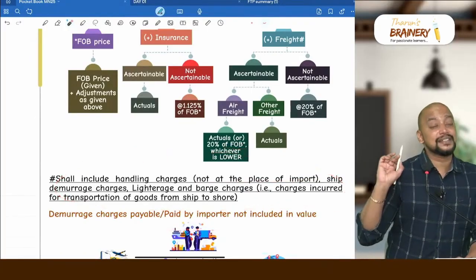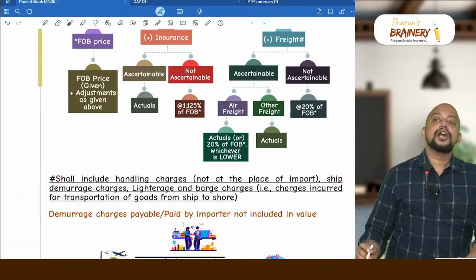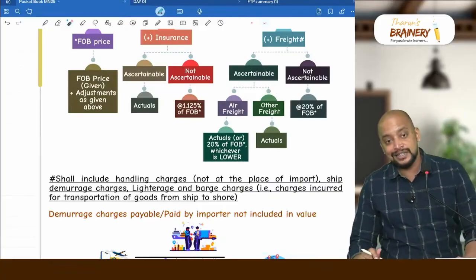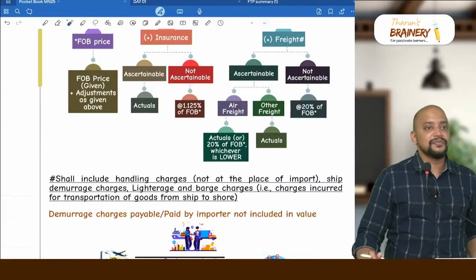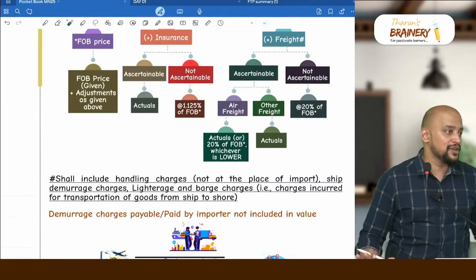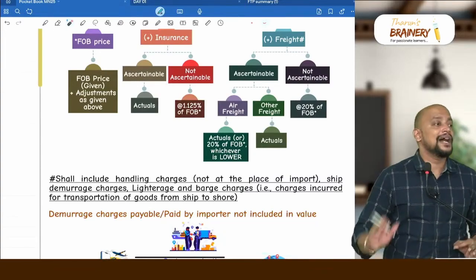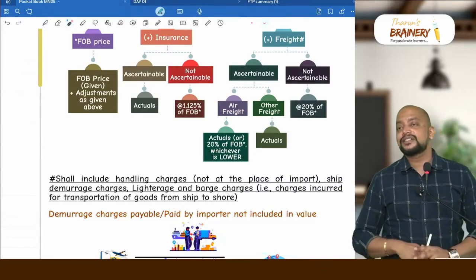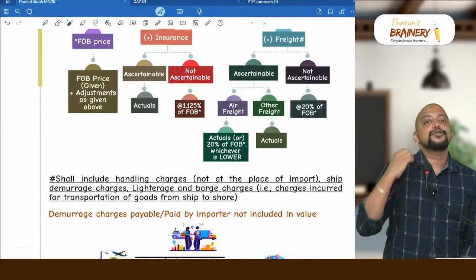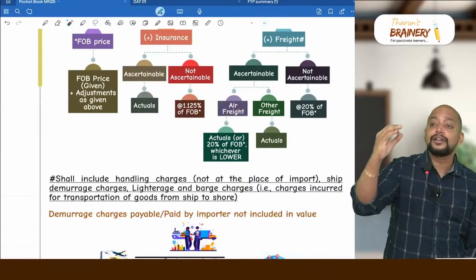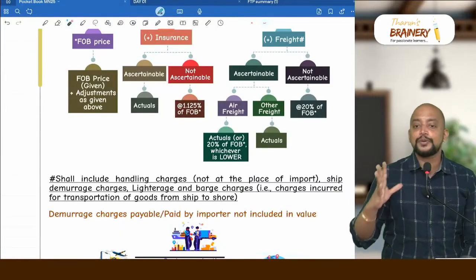Then there is something called normal demurrage charges. We have two types of demurrage charges. One is ship demurrage charges payable by the person in charge, that should definitely be added into the value under freight. Whereas normal demurrage charges, which is payable by the importer because of not clearing the goods on time, should also be included in the value.